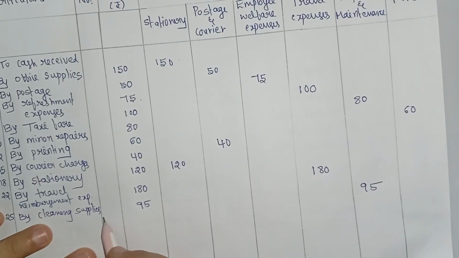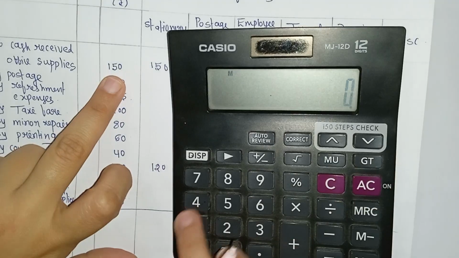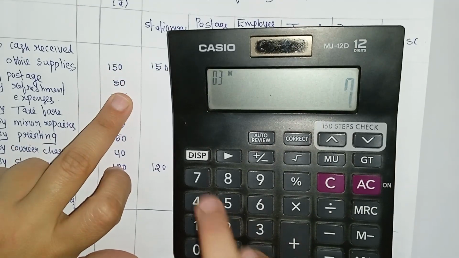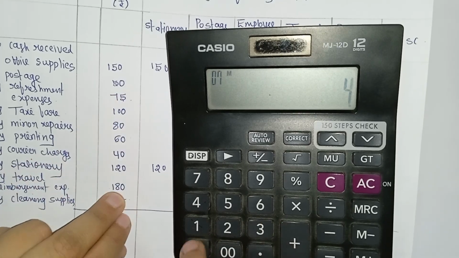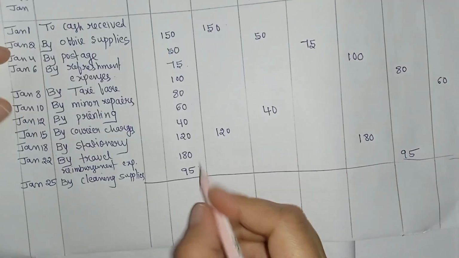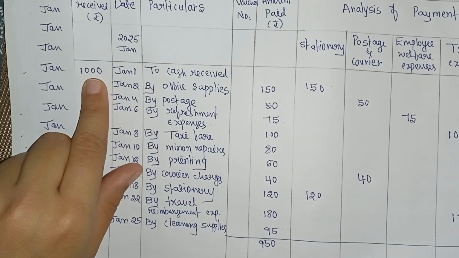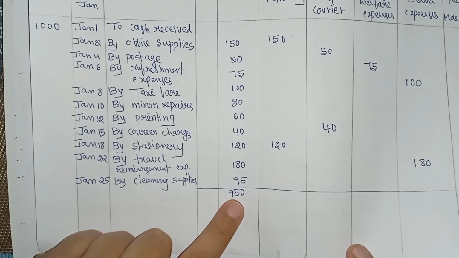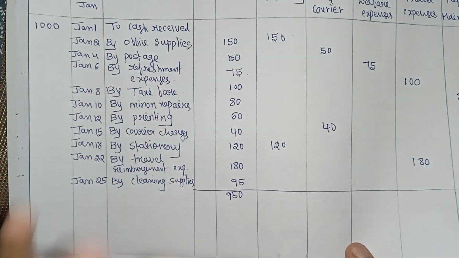Now we have to total. 150, 50, 75, 100, 80, 60, 40, 120, 180, 95. That is rupees 950. 950 means out of rupees 1000, the petty cashier paid rupees 950 for all the expenses incurred in the month of January.